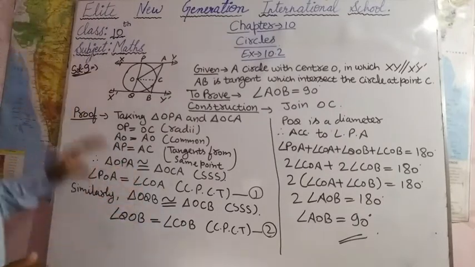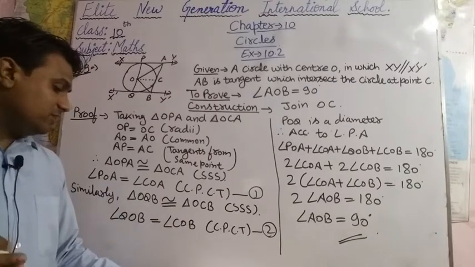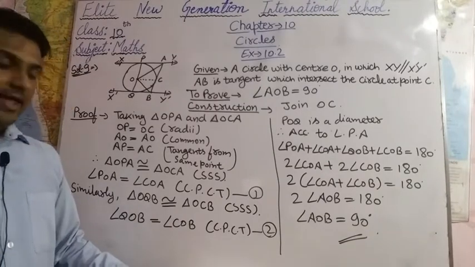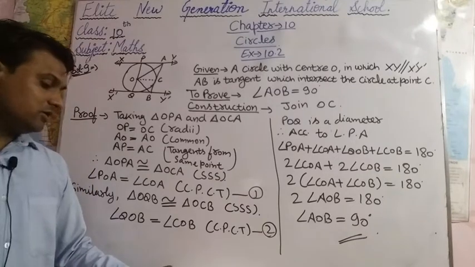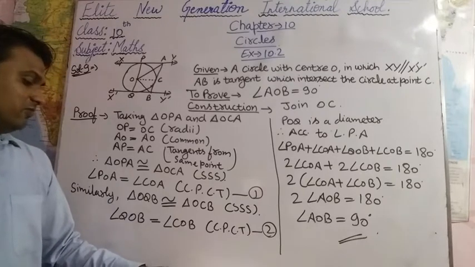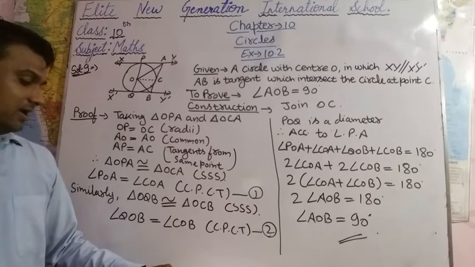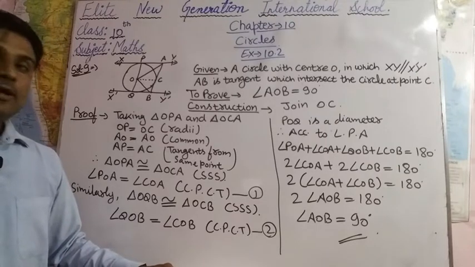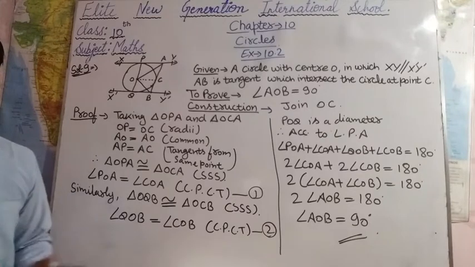Now after this, see question number 9. In question number 9, in the figure, XY and X'Y' are two parallel tangents to a circle with center O, and another tangent AB with point of contact C intersects XY and X'Y' at A and B. Here we have to prove that angle AOB equals 90 degrees.